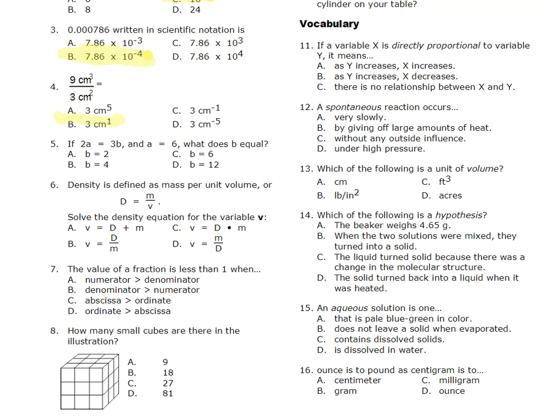And so the correct answer is B. If 2a equals 3b and a equals 6, what does b equal? So if you just substitute 6 in for a, 2 times a, or 2 times 6 is 12, equals 3b. So divide 12 by 3 and you get 4.